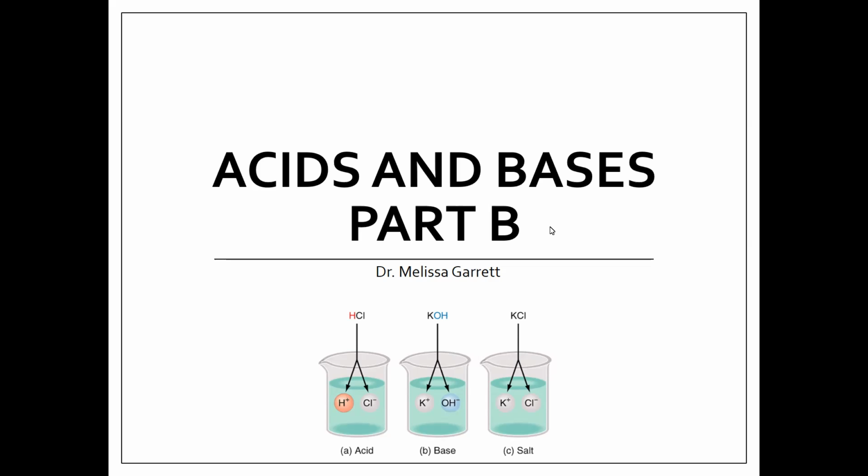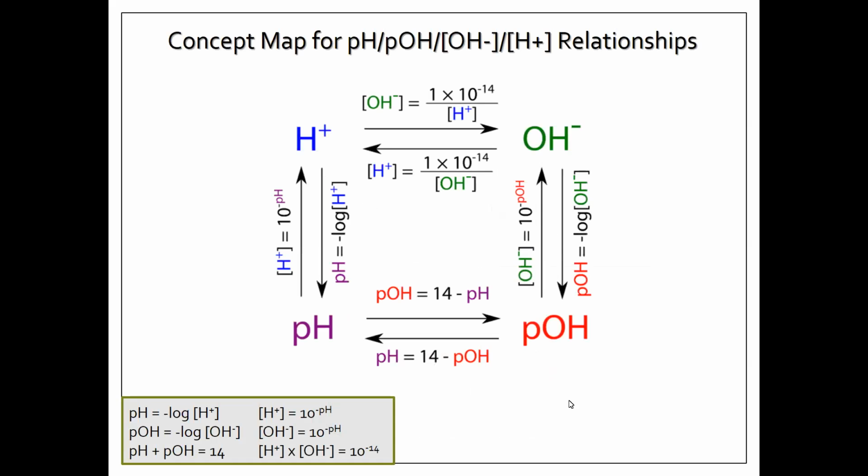In this video, we're going to go over the answers for the acids and bases part B in class activity. One of the things that we showed you in class was this concept map for relating pH and pOH and OH concentrations in H+. This concept map is available to you in PowerPoint form in your modules on Canvas. It's just showing you how you can relate the pH to the pOH and the pH to the H+, and all those different ways that these relate mathematically using just these equations here.